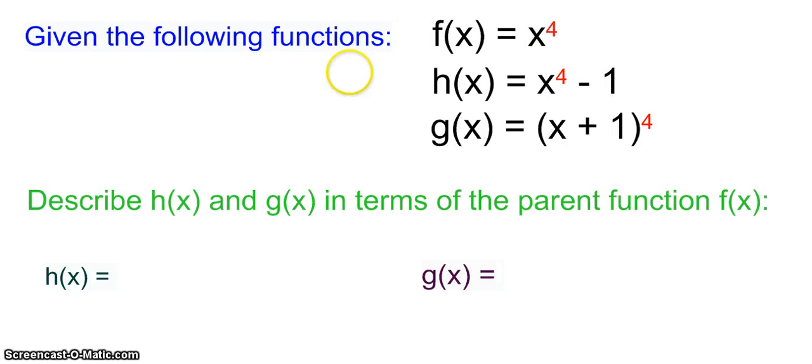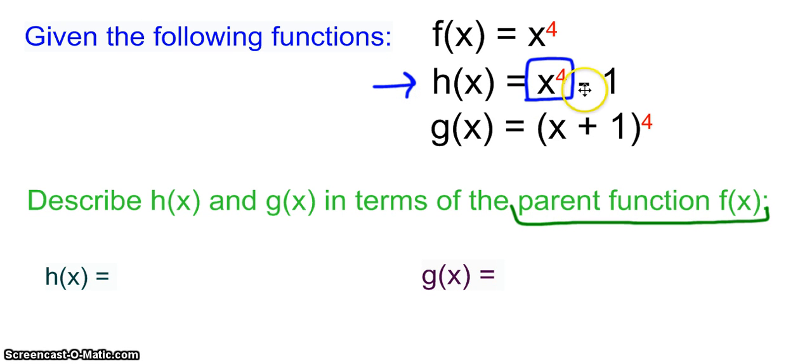So given these three functions, describe these in terms of your parent function being f of x. So f of x is just x to the 4th, whatever that graph might look like. Okay. H of x says we're going to take x to the 4th and then subtract 1. Well, to rewrite h of x then, x to the 4th is the same thing as f of x. So I could rewrite that instead as f of x minus 1.